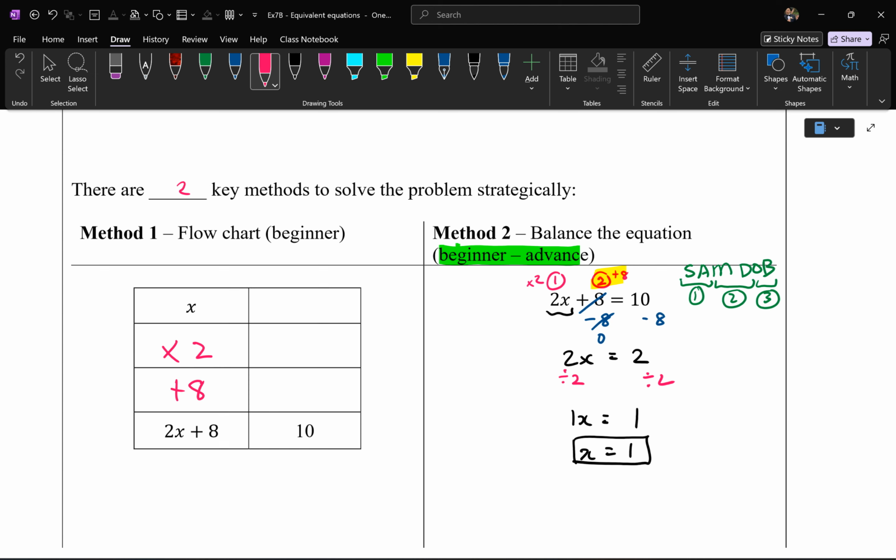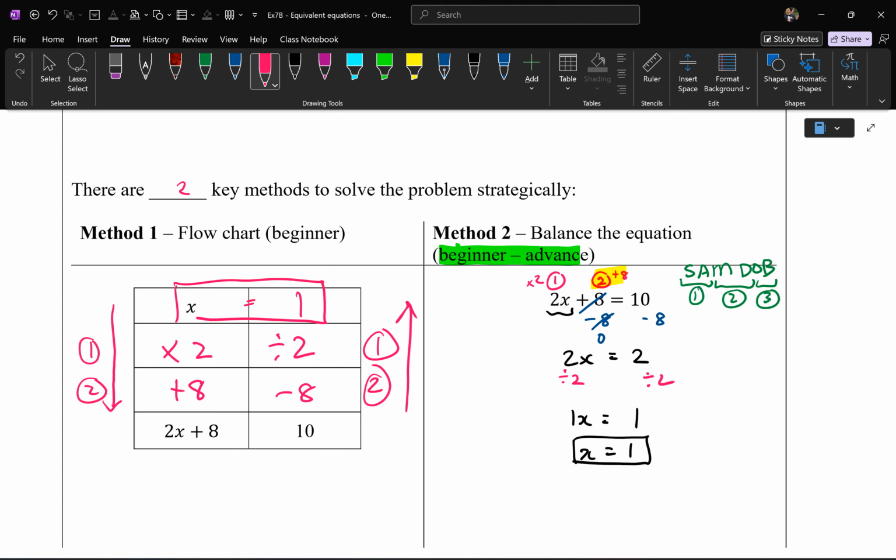Now, if you're going backwards now, on this side, you know the answer is 10. You're going backwards. You undo all of this. Instead of plus 8, you? Minus 8. So you can see I'm moving down. This is number 1, number 2. Then you're going backwards now. Number 2, number 1. So minus 8. This one must be divide 2. Now, a lot of students as an entry level like this method because it's visual. 10 take away 8. What's 10 take away 8? 2. 2 divided by 2? 1. That's how you know x equals 1.